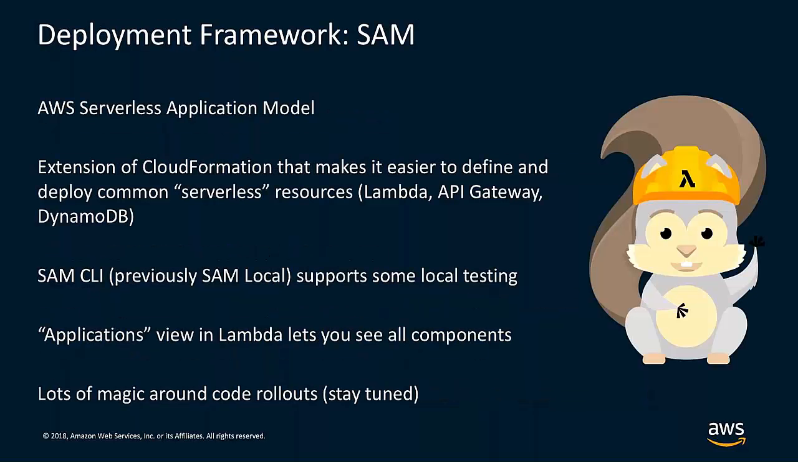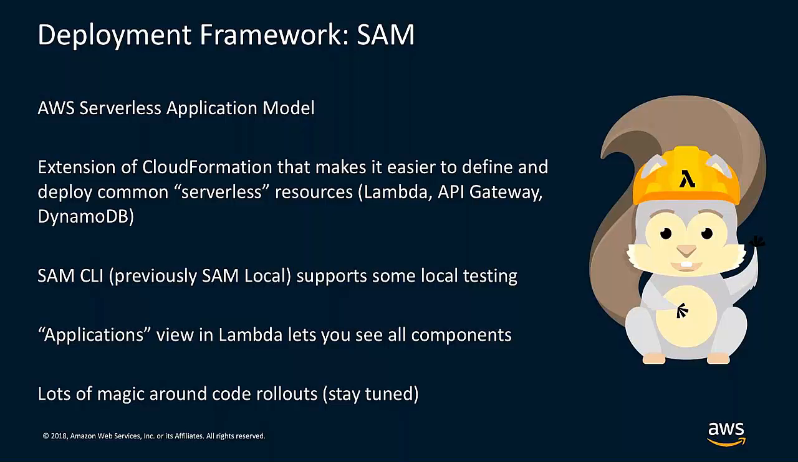The first thing we're going to look at, of course, is SAM, the serverless application model. If you are not familiar with this, you can think of it as kind of a declarative template. It's basically a YAML file you put together that lets you define your serverless application in a single declarative place. If you're familiar with CloudFormation, SAM is going to look very familiar to you because basically it's an extension to CloudFormation that makes it easier to define and deploy serverless resources.